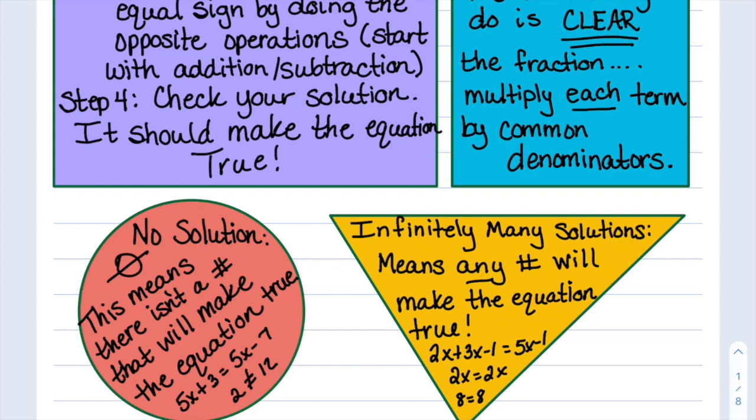You could have infinitely many solutions, which you can also show with an infinity sign. That means all real numbers; any number will make the equation true. For example, 2x plus 3x minus 1 equals 5x minus 1. When we simplify that down, we could get 2x equals 2x, or if we got rid of the x's, we could get 8 equals 8. Well, that's true. 8 does equal 8, and 2x does equal 2x, so that's infinitely many solutions. When they look identical on both sides, that's the identity property, and that tells you that they are all solutions.